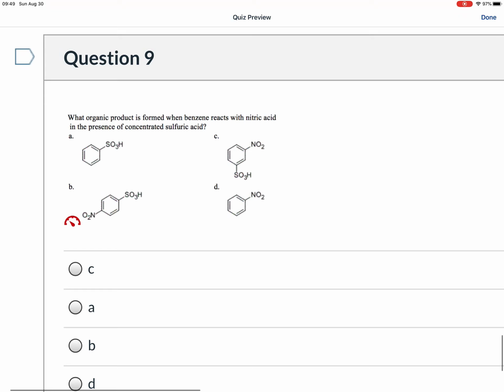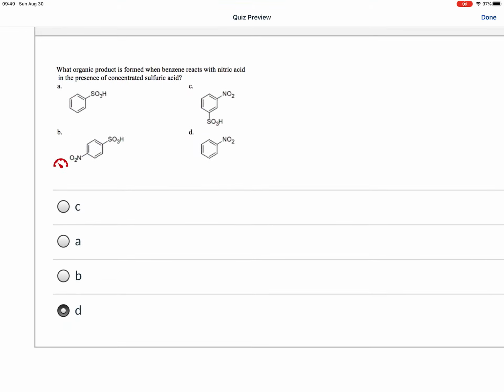What organic product is formed when benzene reacts with nitric acid in the presence of concentrated sulfuric acid? Remember, these are substitution reactions. When we add nitric acid, we end up with a nitrobenzene. We add the NO2. So the answer here is D. We don't end up with sulfuric acid being added on at all. Don't confuse that with the addition of the sulfur group that we looked at also. Here, the sulfuric acid is the catalyst.